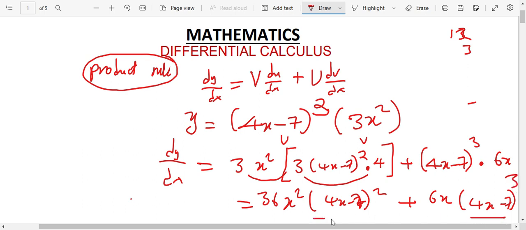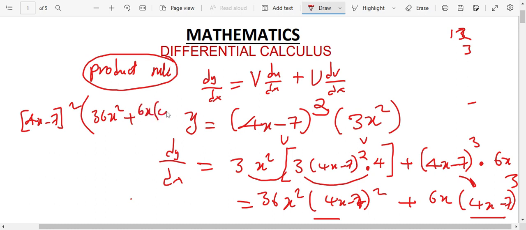Here we can factorize out 4x minus 7. I'll factorize out to the power 2, since the other one is to the power 3. Then we are going to remain with only 36x squared here, plus here we are going to remain with 6x and then 4x minus 7. One of it is going to remain since we just removed the power 2. So basically this is going to be the answer.